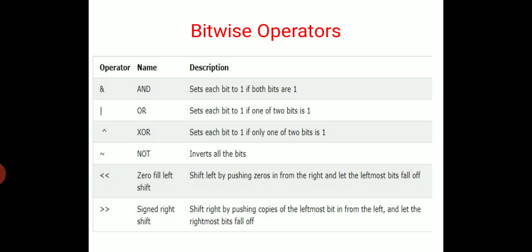Now double less than is zero fill left shift, means you can put 0s in from the right side. Or signed right shift means you push in copies of the leftmost bit from the left, and the rightmost bits fall off. आप लेफ्ट की तरफ से 2 बिट्स पुश कर रहे हैं और स्टार्टिंग जो 2 बिट है वो ड्रॉप आउट हो जाएंगी. ओके. दिस इज कॉल्ड द बिटवाइज ऑपरेटर.